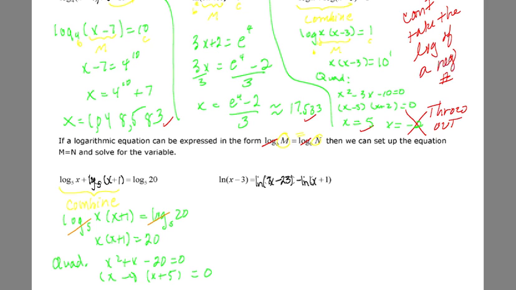Remember, we have to check our solutions. If I put a 4 in the original, I'm taking the log of a positive number, we're good. If I put a negative 5 in the original, I have a problem because I end up taking the log of a negative number. Throw that one out. So one answer, x equals 4. Over here, one answer, x equals 5.